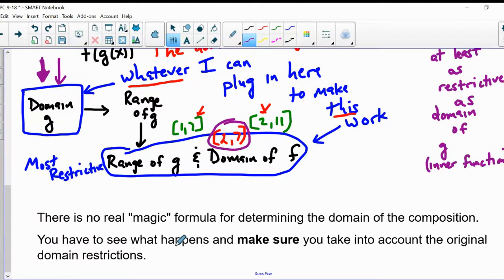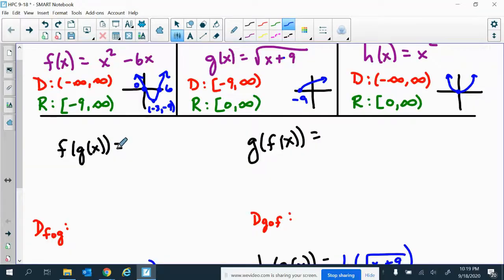And there's no real magic formula for determining the domain of the composition. You kind of just have to look at it, see what happens, but make sure that you take into account the original domain restrictions, because it's at least as restrictive as the original. Let's analyze 4 examples.